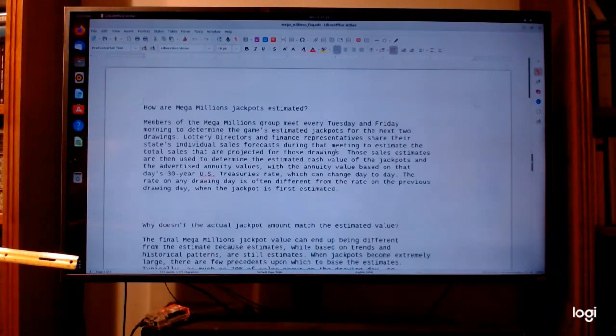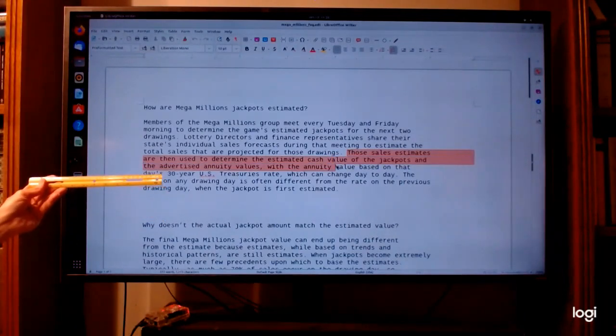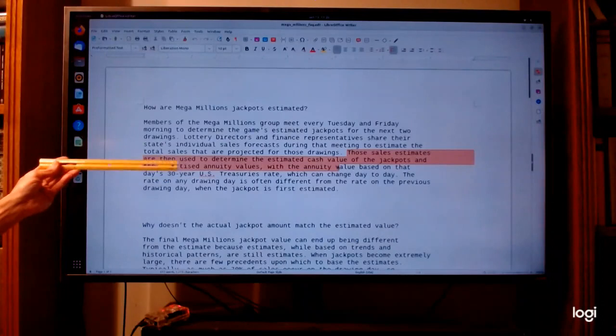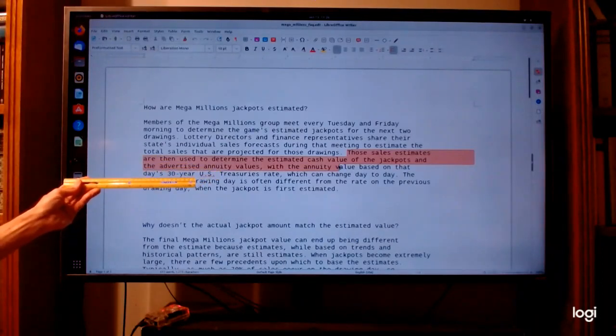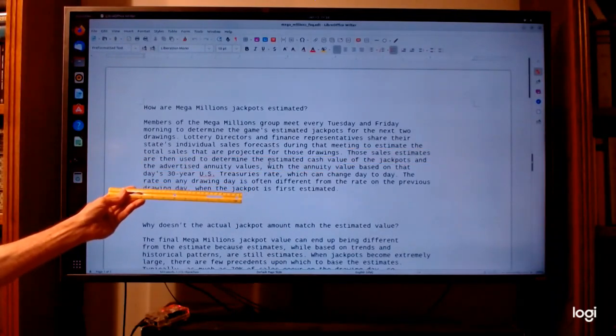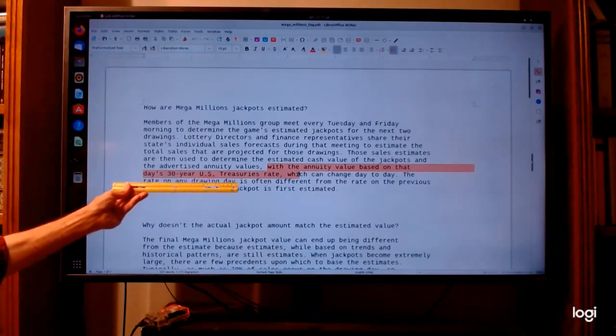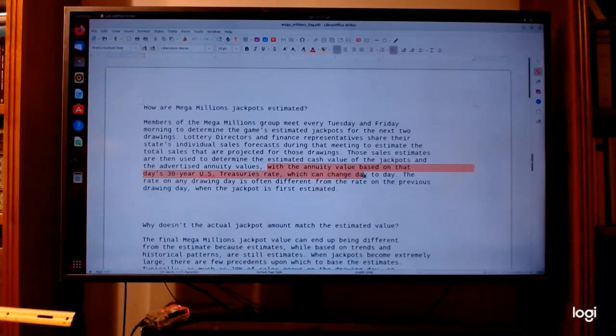So they tell you how they calculate the jackpot and the annuity. They use the estimated sales to get the cash value, and then the annuity. See, the annuity is based on the 30-year Treasury rate, and we will look at that to see what the Treasury rates are.